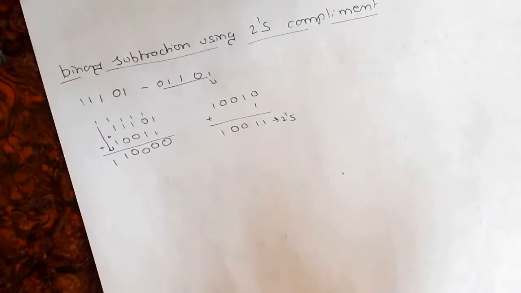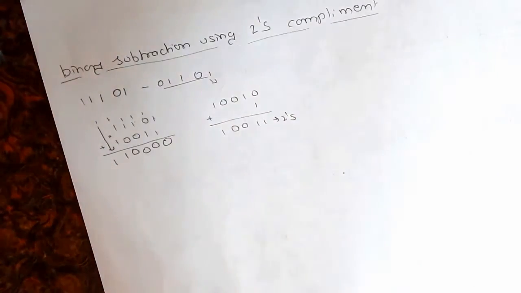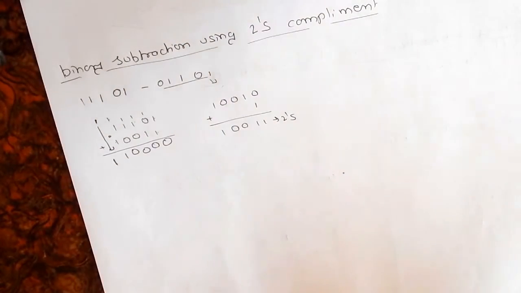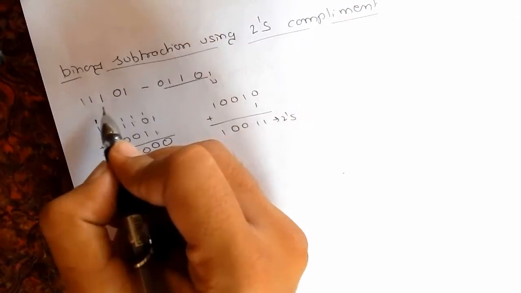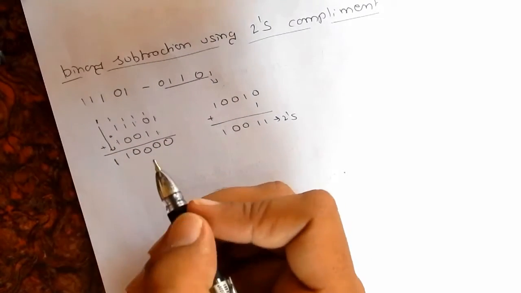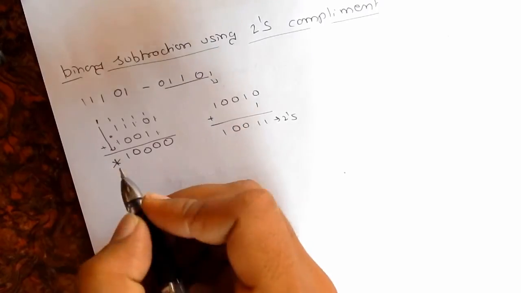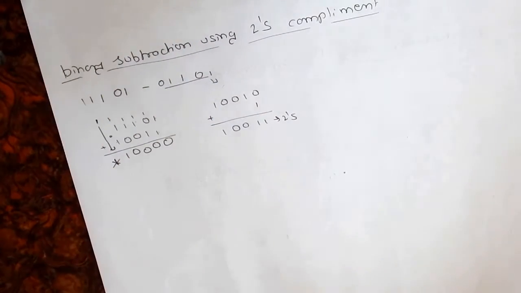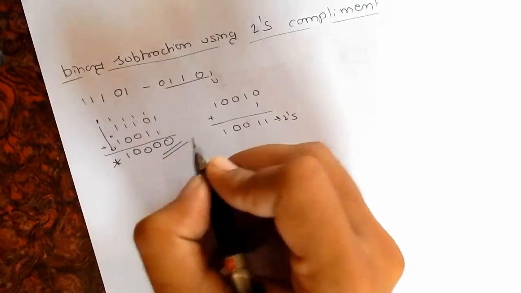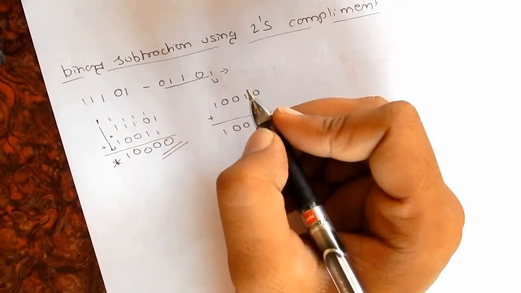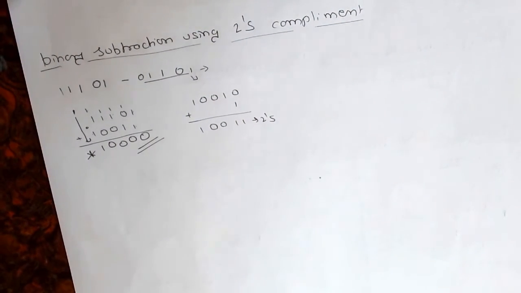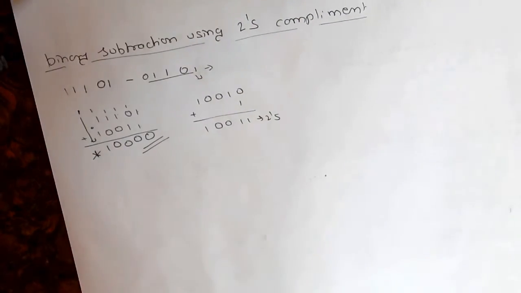There are two cases based on this. The first case is that carry is generated, and the second case is that carry is not generated. In this example the carry was generated. For this, what you have to do is just discard this carry. You don't have to consider anything, just discard the carry which was generated. So this is the final result of this calculation. This was the method for binary subtraction using the 2s complement if the carry was generated.